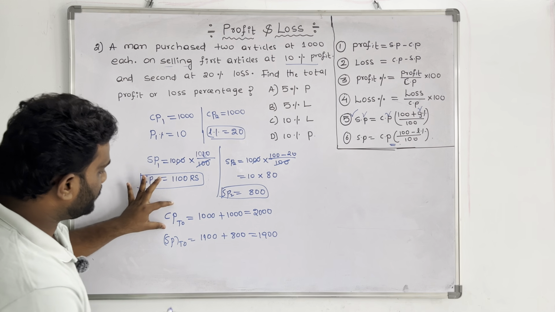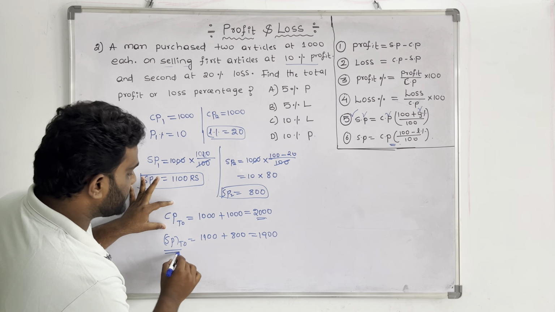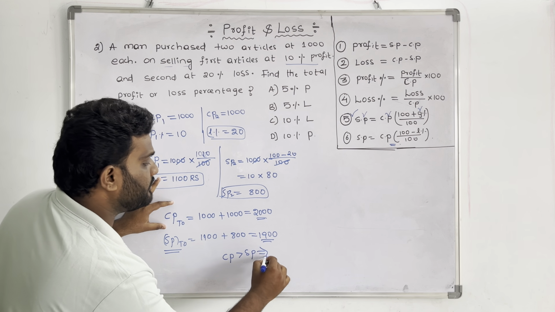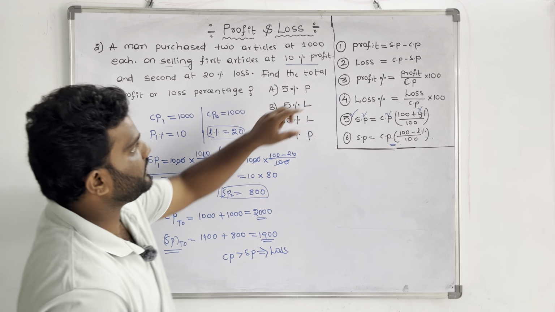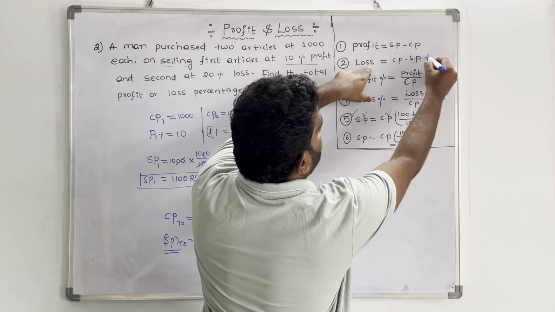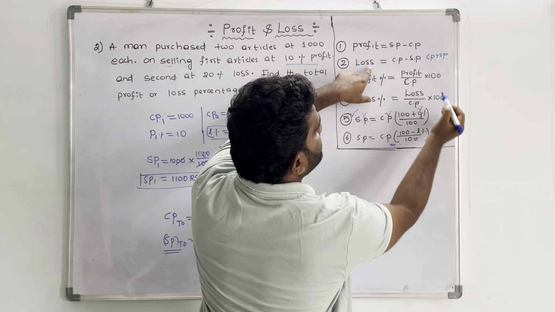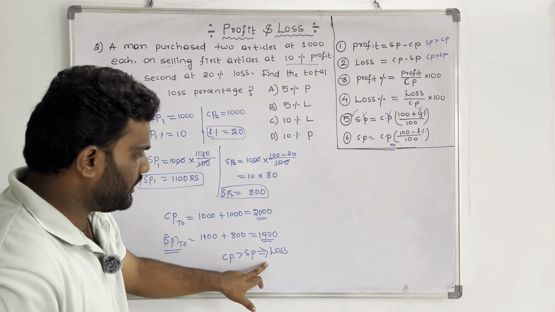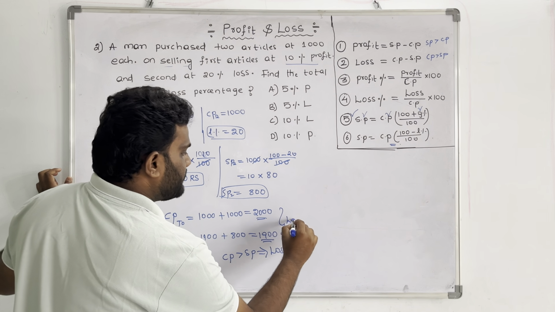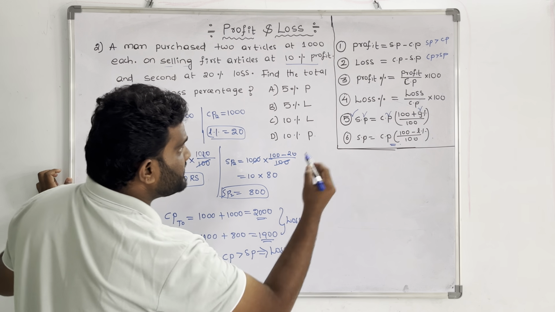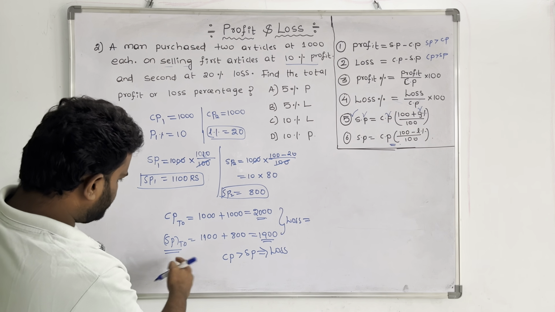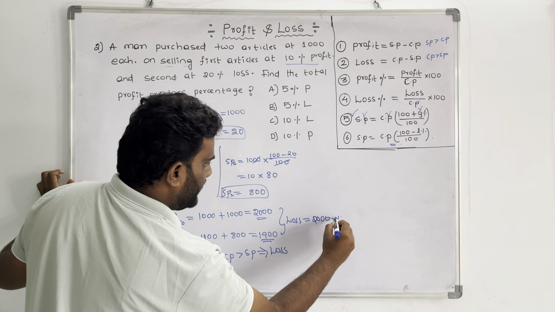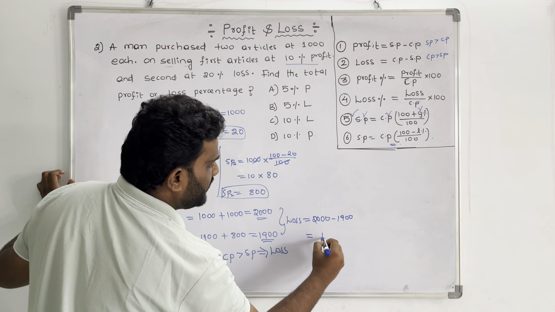Here you can see the total cost price is 2000 and the total selling price is 1900. It means cost price greater than selling price always implies loss. Loss is nothing but when the cost price is greater than the selling price. So this is always a loss. What is the loss formula? We have cost price minus selling price. What is the cost price here? 2000, minus selling price 1900. So what is the loss he got? 100 rupees loss he got.